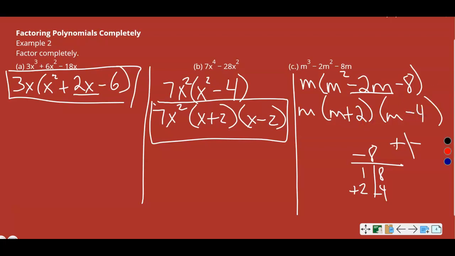Again, you can quickly check this. m times m is m squared. Minus 4m plus 2m is negative 2m in the middle. 2 times negative 4 is negative 8. Multiply all three terms by m, and you get what you started with. So that is my completely factored form.